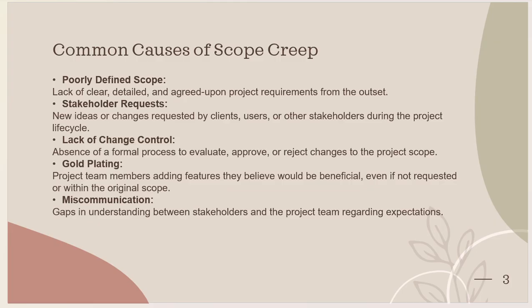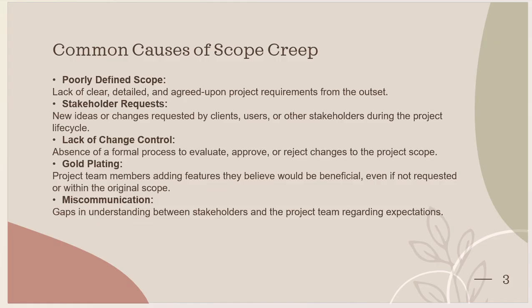Lack of change control means there is an absence of a formal process to evaluate, approve, or reject changes to the project scope. There should be a change request document or change control document. It should be a clear document where the in-scope functionality and objectives are written. So we should have boundaries on the features or functions we want to build, and that should be there.